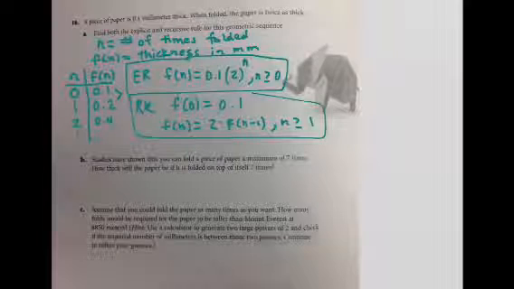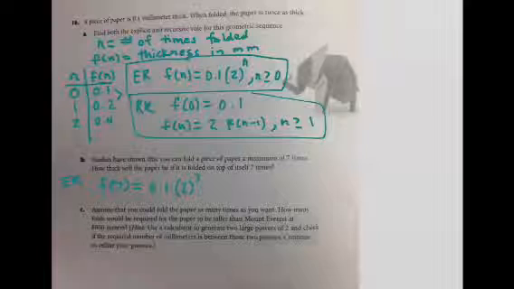Okay, so for B it says studies have shown that you can fold a paper a maximum of 7 times. How thick will the paper be if it's folded on top of itself 7 times? So for n is 7. So you're going to take the explicit formula or the rule, and you'll put f of 7 equals 0.1 times 2 to the 7th, and so that's going to give you, put in the calculator 2 to the 7th and then multiply that by 0.1, and so that's going to give you 12.8 millimeters.